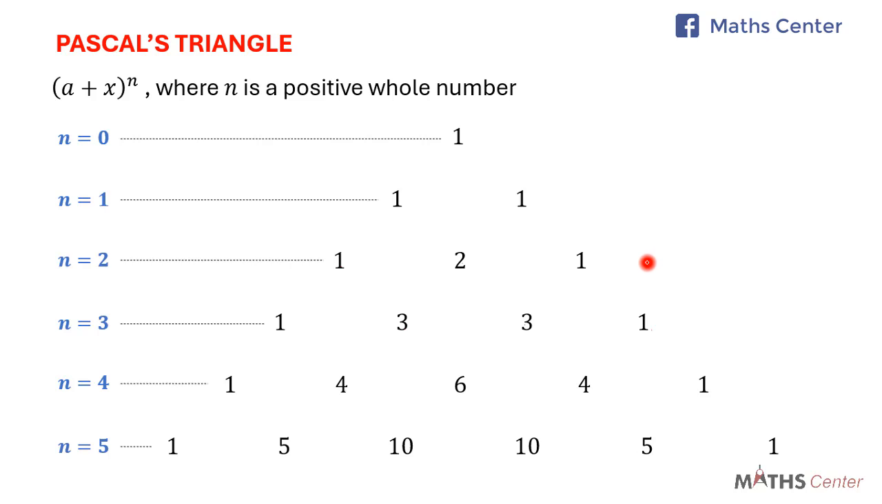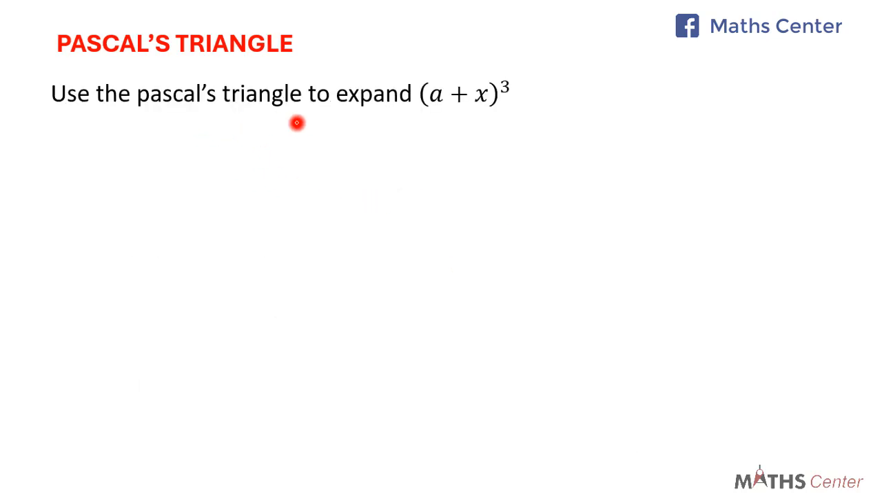So if you want to use Pascal's triangle to expand a binomial expression, the first thing you have to do is to get the coefficients of the expression for that particular exponent. Let's consider an example. Let's say that we want to use Pascal's triangle to expand the expression (a + x)^3. We don't want to multiply a plus x by itself 3 times and then expand like we did in the previous example.